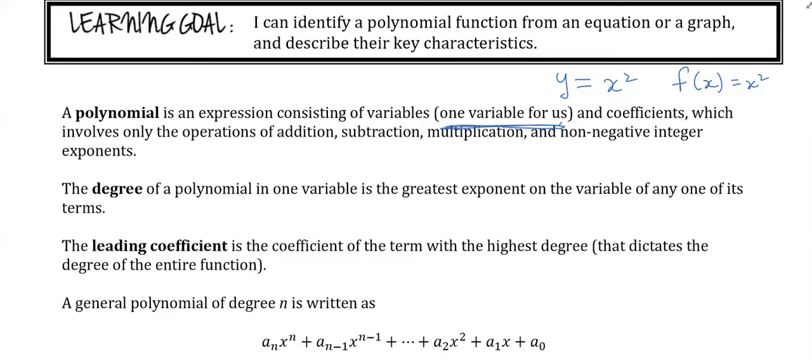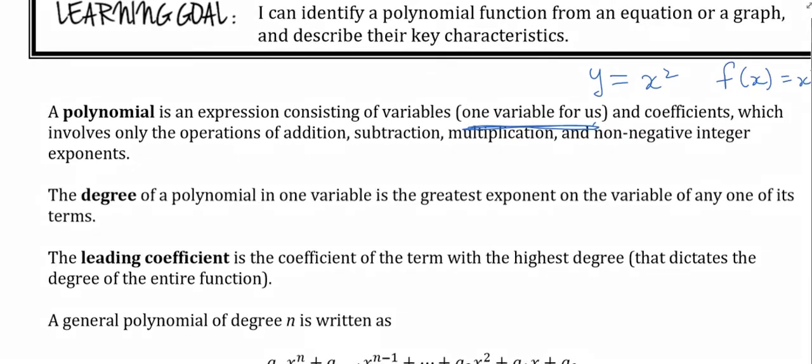So a polynomial for us involves 1 variable and coefficients, and only the operations of addition, subtraction, multiplication, and non-negative integer exponents. This is important because for the next 2 units, everything we do deals with polynomials. So you kind of need to know what a polynomial is, I think, before you can move forward. So we're going to look at some examples of things that are polynomials and are not briefly. Okay, so that's first definition.